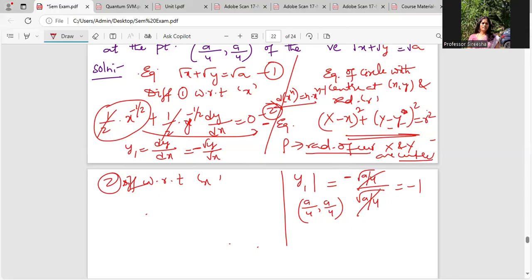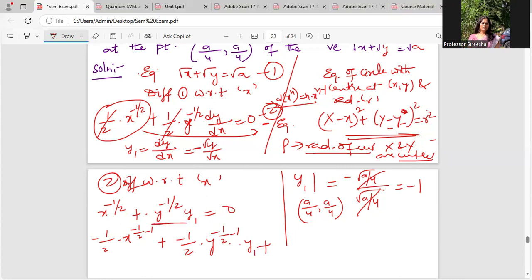Differentiate equation 2, right? 1 by 2 is taken out. I am left with x power minus 1 by 2 plus y power minus 1 by 2 into y1. This is equal to 0. This I have to differentiate. So how do I differentiate it? Minus 1 by 2 into x power minus 1 by 2 minus 1 plus minus 1 by 2 into y power minus 1 by 2 minus 1 into y1. Here y1 is not treated as a constant. I should be using the UV rule here because both y1 and y are functions of x, right?